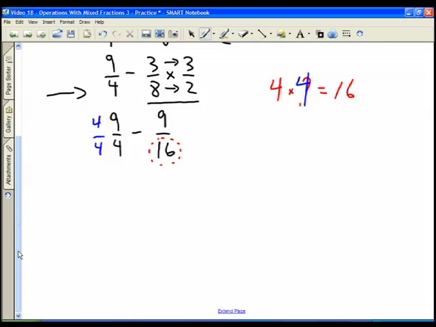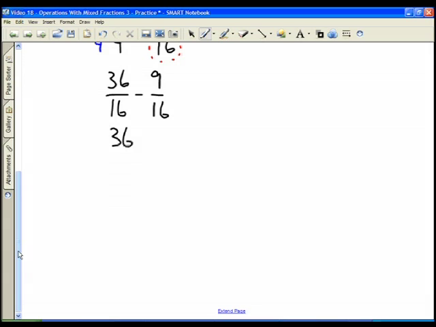And now we get 4 times 9, which is 36 over 16, minus 9 over 16. And now we can go ahead and subtract, and that is 36 minus 9 all over 16. And that gives us 27 over 16.